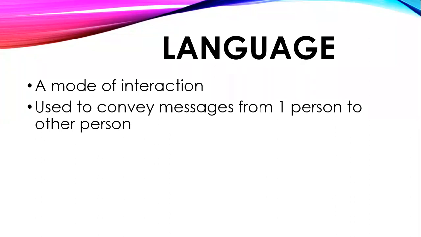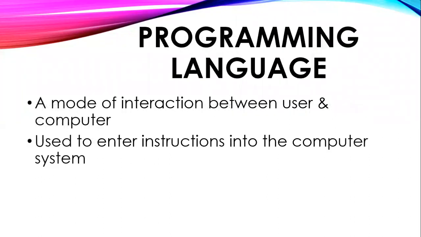But when it comes to computer science, it is considered as programming language. What is a programming language? A programming language is a mode of interaction between user and computer. It is a bridge, a communication path through which a computer operator tells the computer about his or her requirements. So programming language is the base of the interaction between a machine and a human.